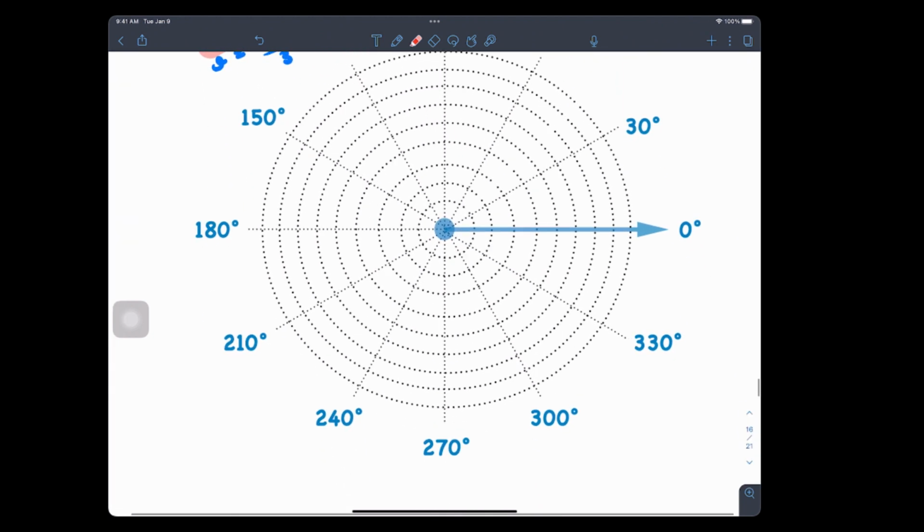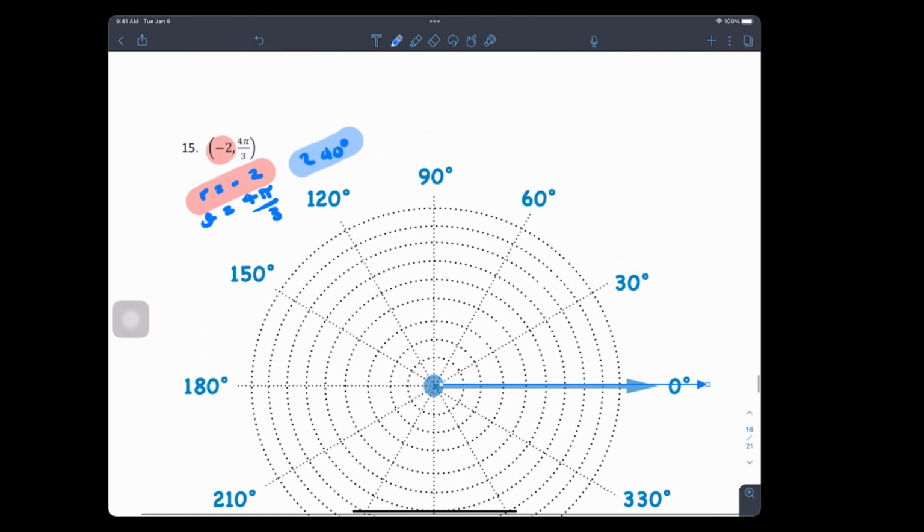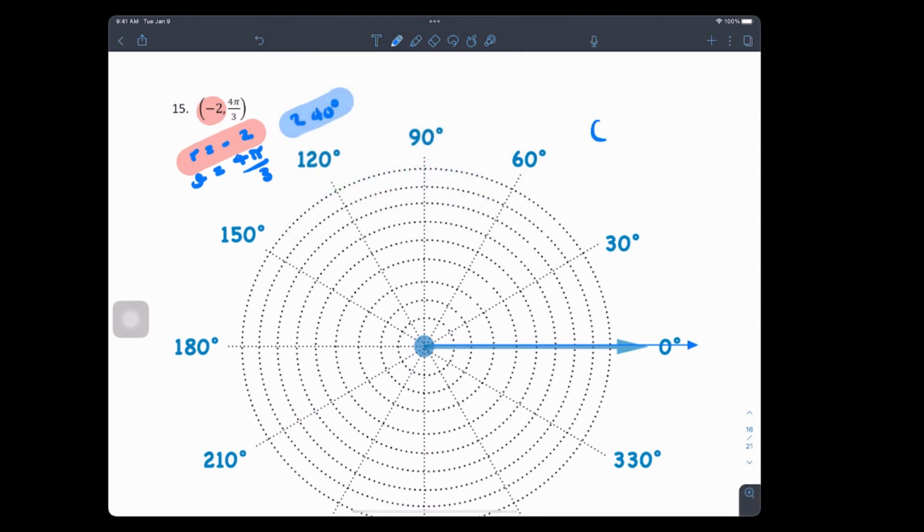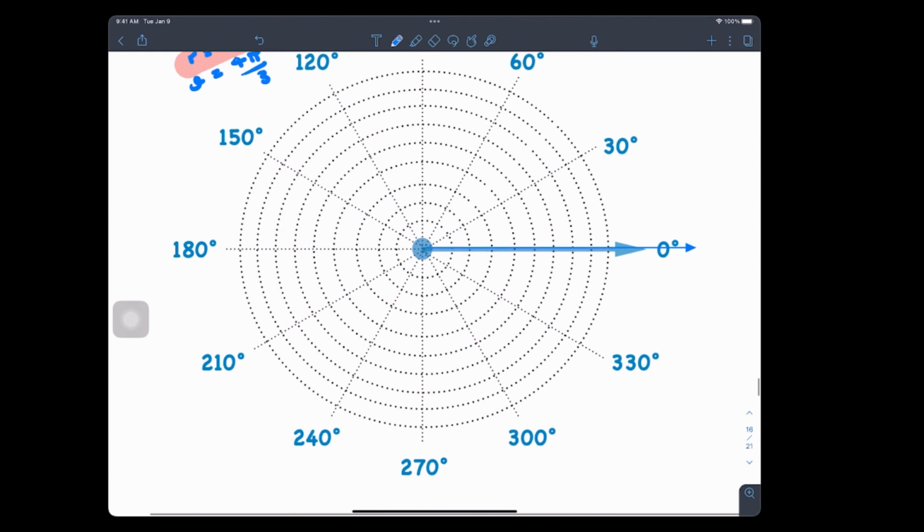So your angle is 240 degrees. So remember what you do first. Don't you have to plot first positive what? 2, 4 pi over 3, which is 240. So you might say, okay, I have to rotate to 240 degrees, right?